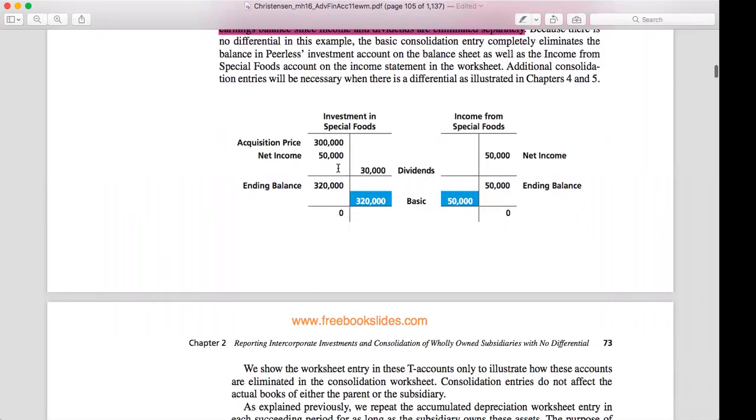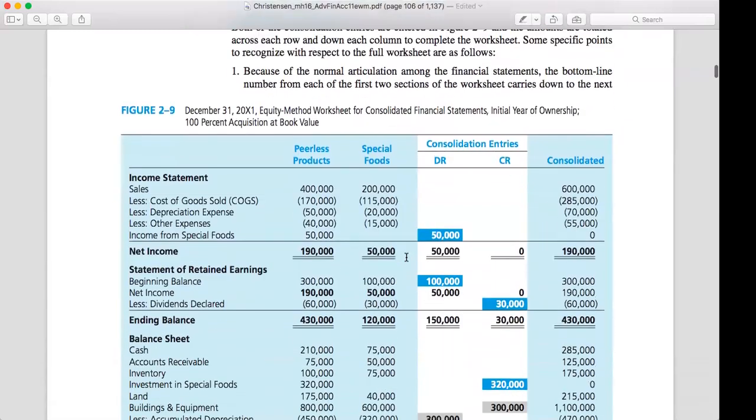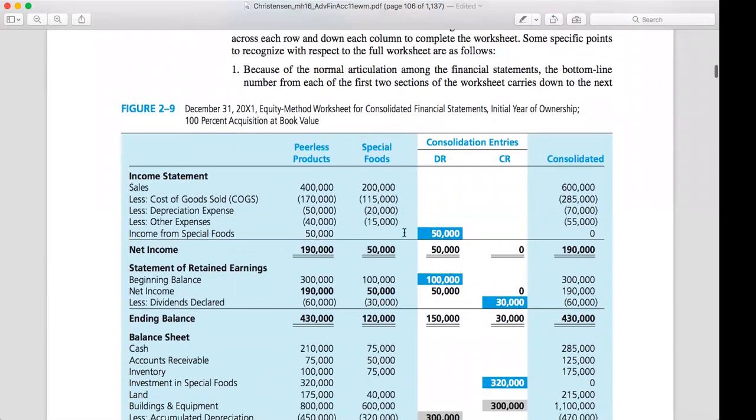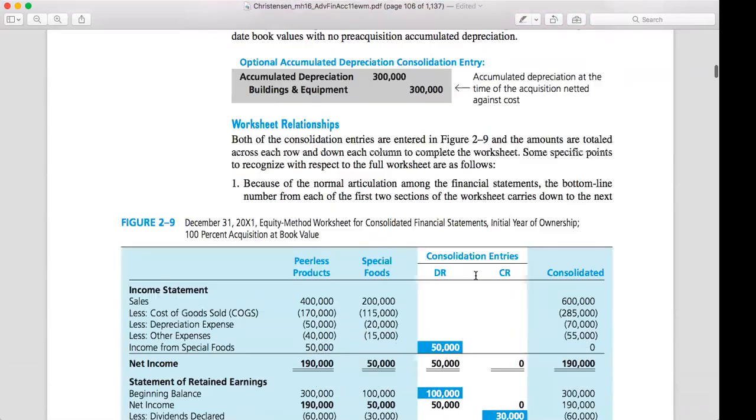So when there is an acquisition, net income happens, dividends are declared, and after that we get this amount, and then eliminate it. This one, 50,000, is also eliminated. And this is an optional one, talking about accumulated depreciation. So this is the consolidation entry, everyone, and you can make it and check it from this one.